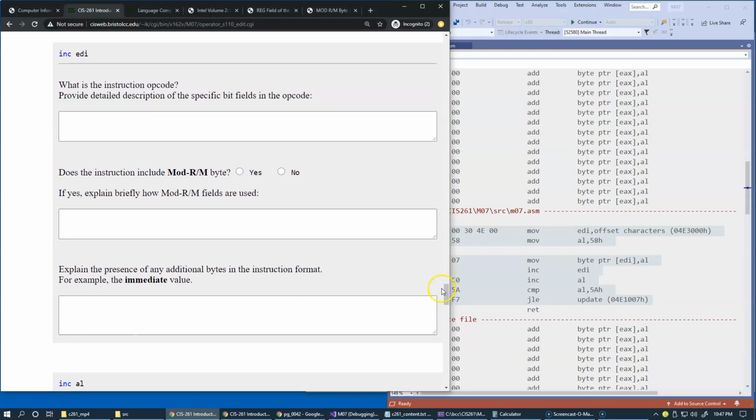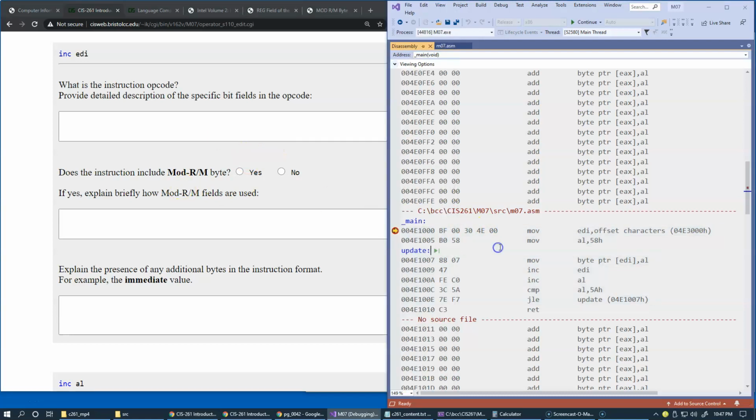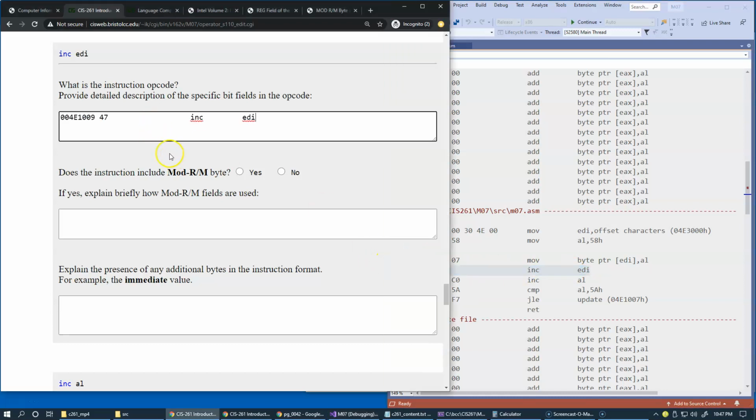Our next instruction that we would like to document is instruction increment EDI, and this is the encoding of this instruction. And look how there is a single byte, and therefore this is predictably just a single byte code here. Let's take a look at the documentation.